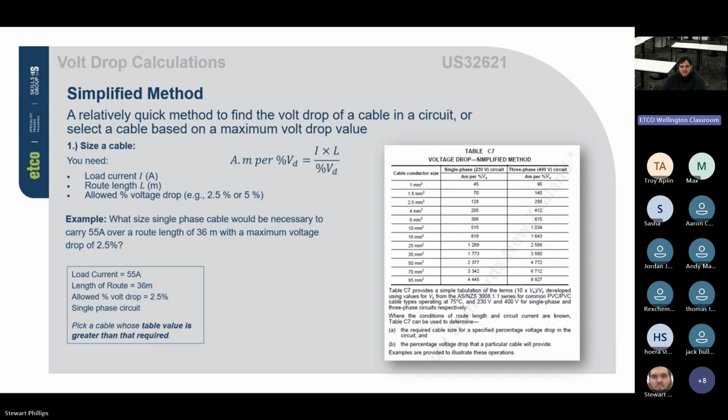So our load current is 55 amps, 36 meters, allowed percentage volt drop 2.5, single phase circuit. We always pick a cable whose table value is greater than that required. So amp meter per percentage volt drop required is I times L divided by the percentage volt drop. 55 times 36 divided by 2.5 gives us 792. So the only one that's above that is 16 mil. 16 mil is the next value up, 818. So this is the minimum size cable for this scenario.